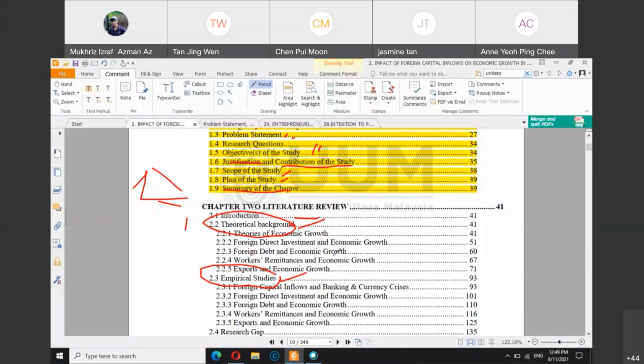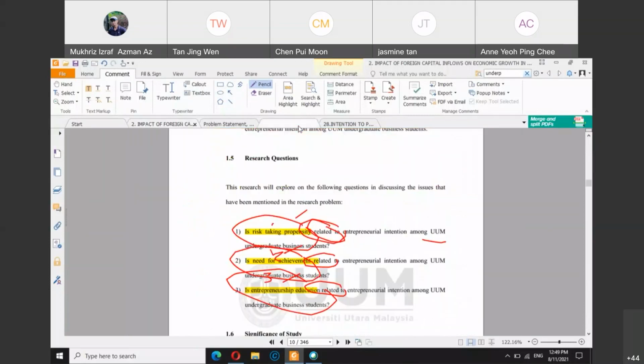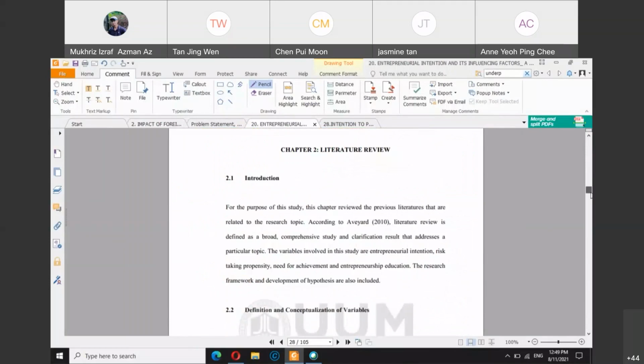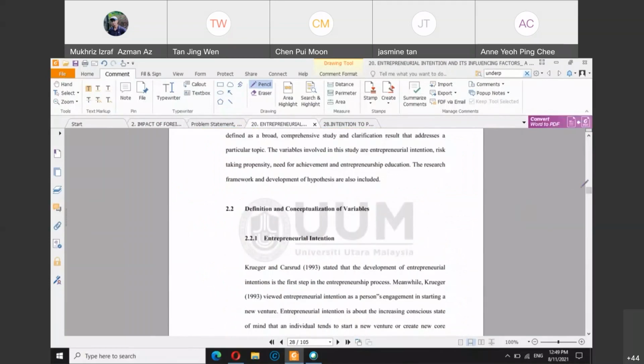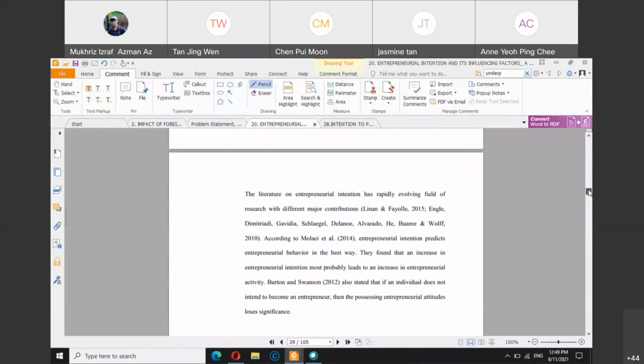Is it positively related? Is it negatively related? Of course, I can only talk in theory, but you need to read. Read from the theses, see how other students discuss them, or lay out their chapter 2, the literature review.